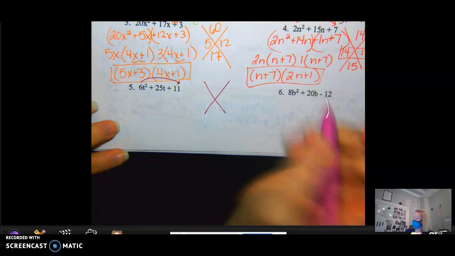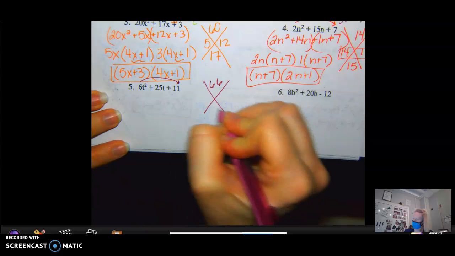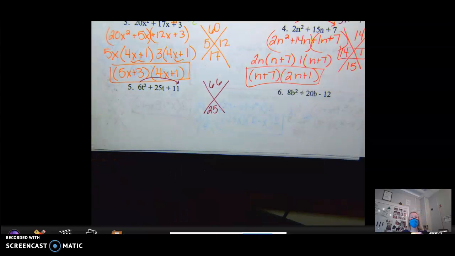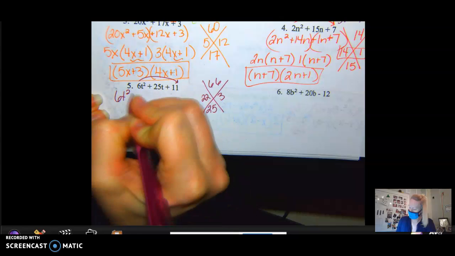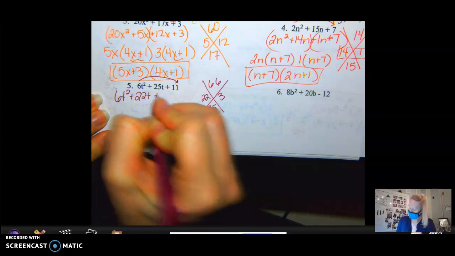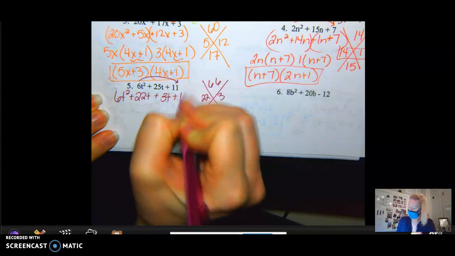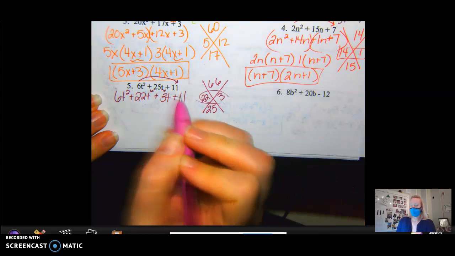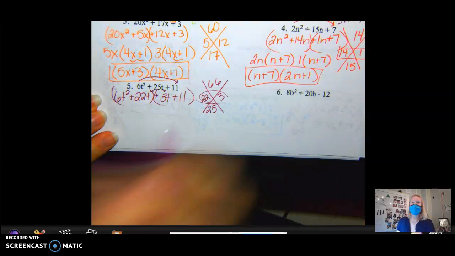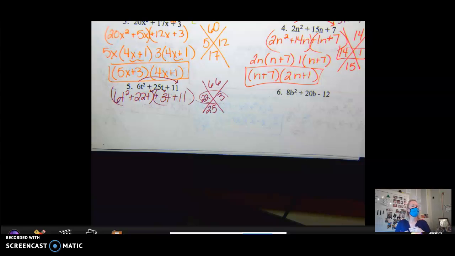What's 6 times 11? 66. Bottom number is? Okay, bigger numbers are a little more difficult sometimes, right? What are the two numbers that multiply to 66 but add to 25? 22 and 3. Perfect. Keep the first number, 6t squared, plus 22t, plus 3t, plus 11. So I split 25 into the 22 and the 3 that we found over here. Again, you can have a different order. Group, group, group, group.